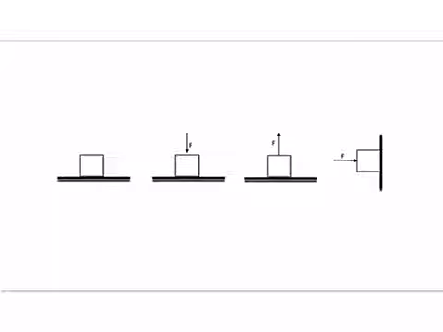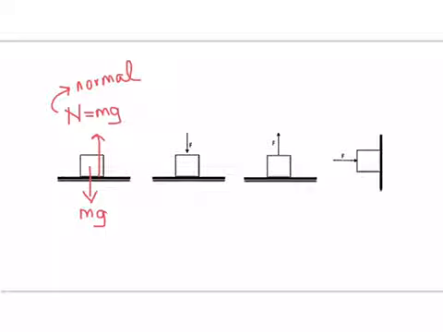In the first one, an object resting on a table. The object exerts a force equal to its weight on the surface. So the surface will react with an amount equal to the weight of the object. This reaction force, we call the normal force. So the normal force will be equal to the weight of the object.